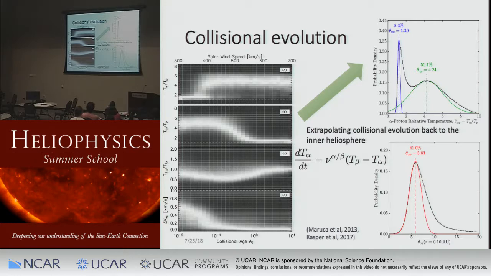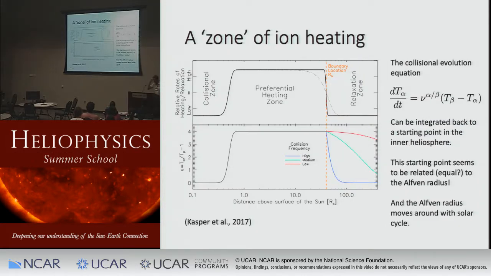And this is important because it predicts what we're going to see in the inner heliosphere. And this is Justin's most recent paper on this, where he actually makes a prediction for this heating zone. So this is basically the model for when you're close to the sun, very, very low in the corona.